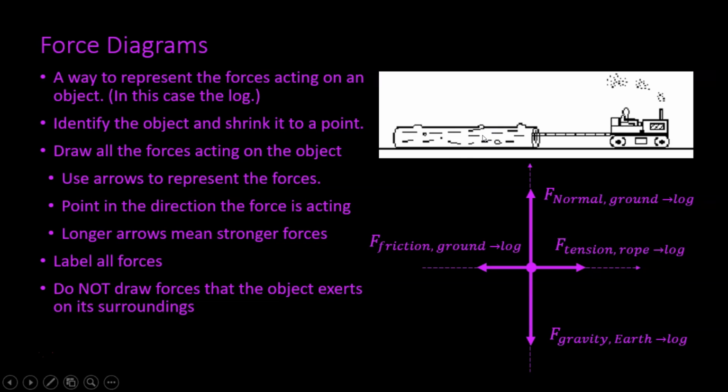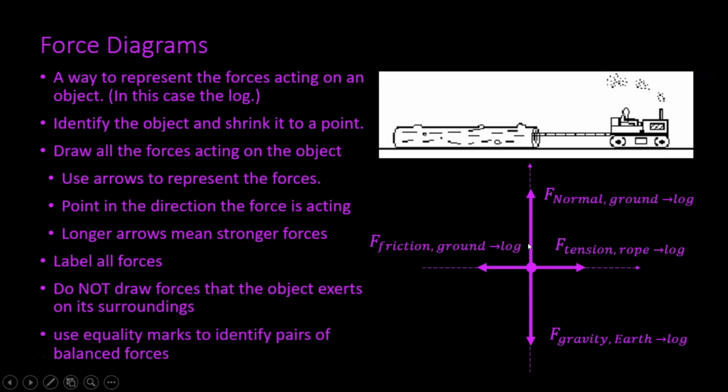For instance, we know that the log is pushing down on the ground, but we don't want to show that force. We're only interested in the forces acting on the log. Similarly, we know that the log is pulling on the rope, but we're doing the force diagram on the log, so we're not showing that force that the log exerts on the rope. And finally, we want to use equality marks to identify pairs of balanced forces.